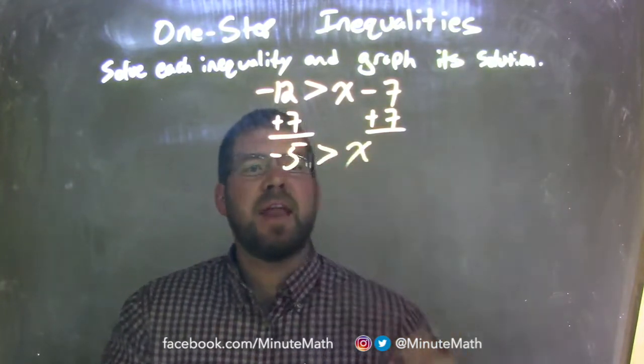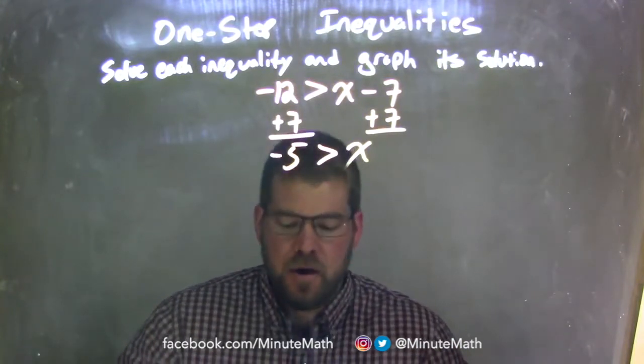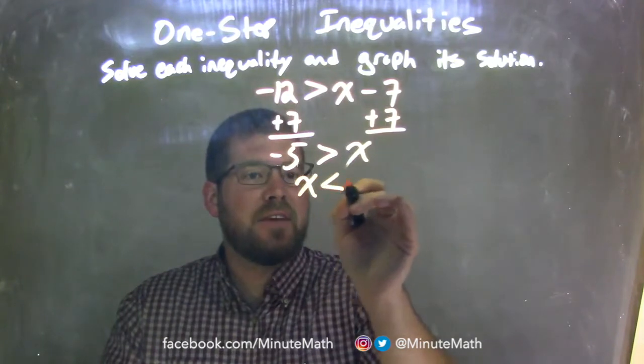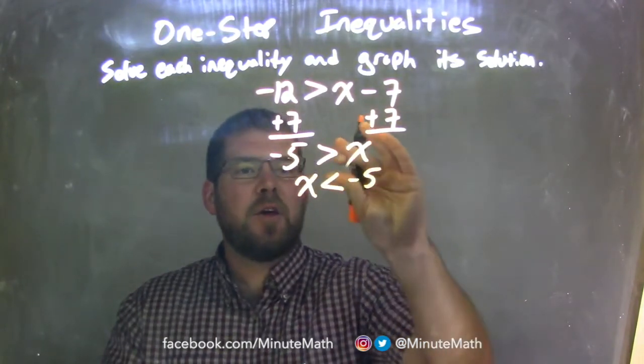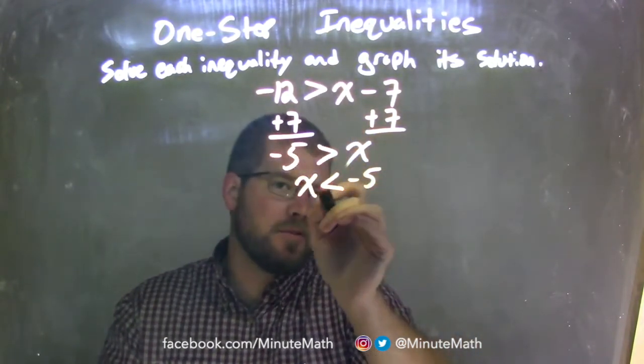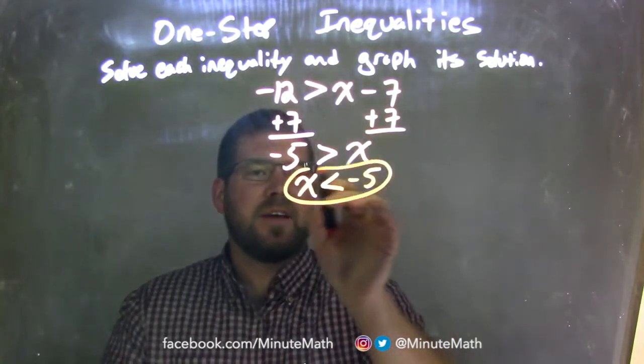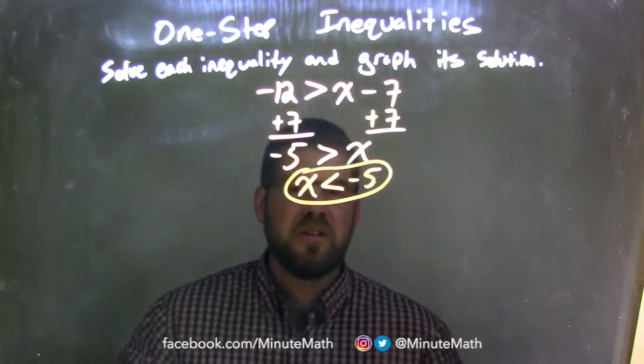And so we're given that negative 5 is greater than x, or we can think of it like this: flip it around, x is less than negative 5. The open part is to the negative 5, the closed part of the inequality goes to the x, and there we go. We have x is less than negative 5. So how do I graph that?